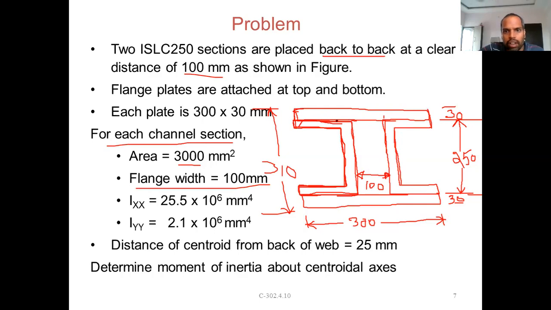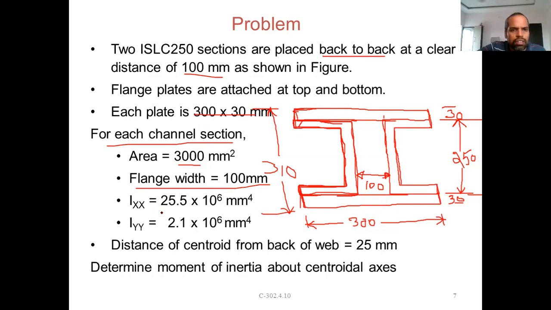This is 100, then a clear distance of 100, this is another 100, and this is 100. Total 300. Our plate size is also 300. So that's why both are like this. I did not see the flange dimensions. It is given like this. Even if it were not given, nothing would be wrong. Need not worry about it. Just take it like that. Nothing will happen with that.